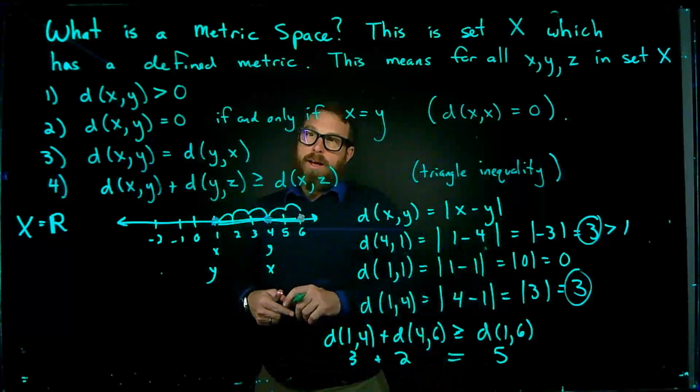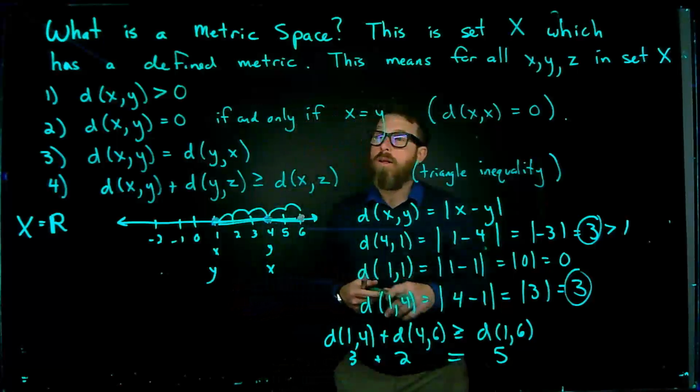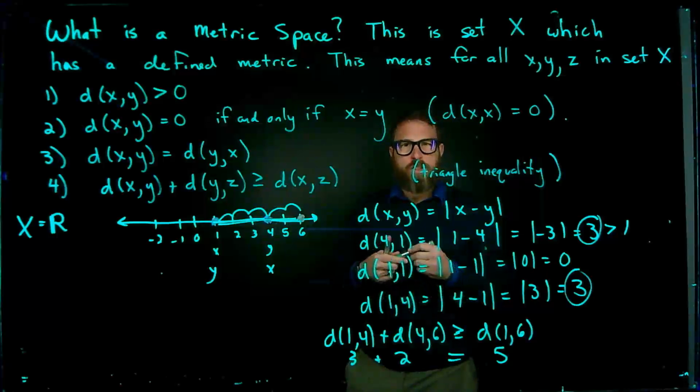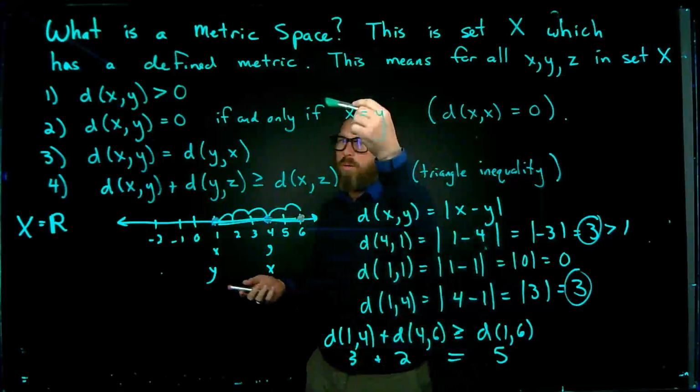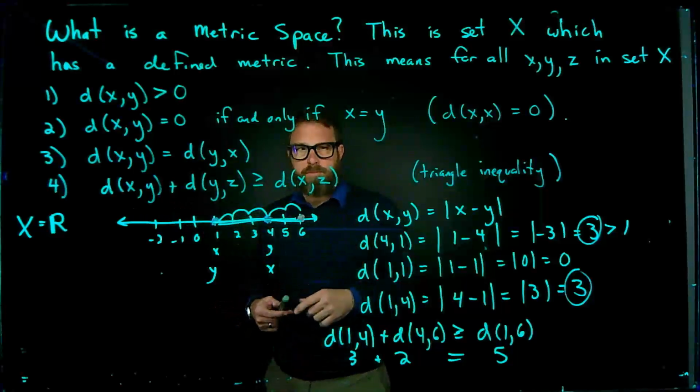And you can see how this works for the general case as well. Proving it is beyond the scope of this discussion, but really I want to explain how this is a metric on the real number line.